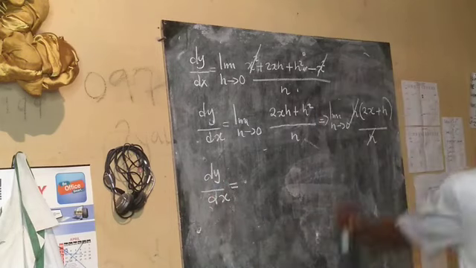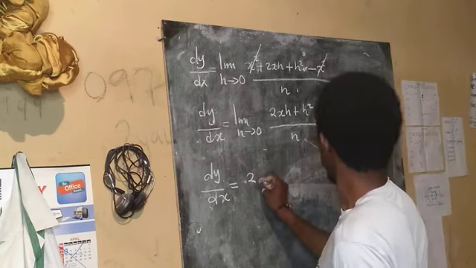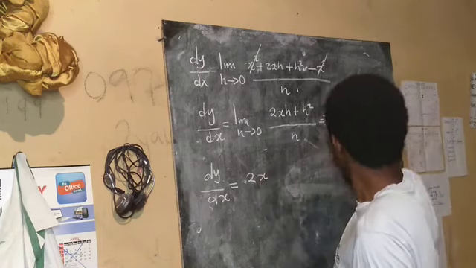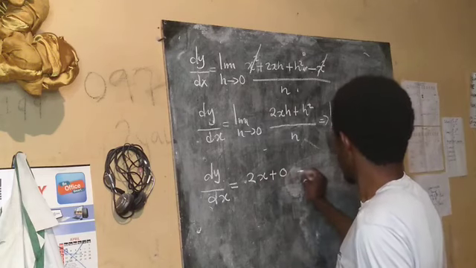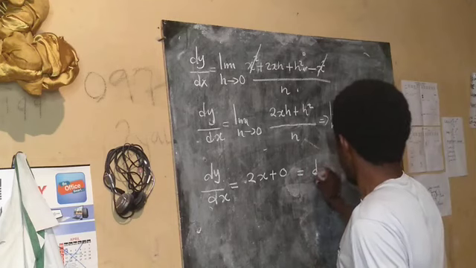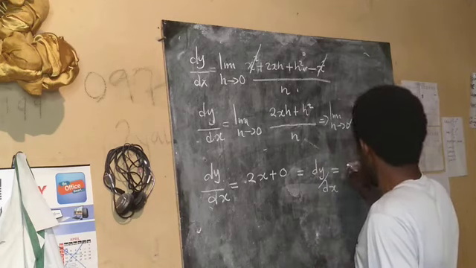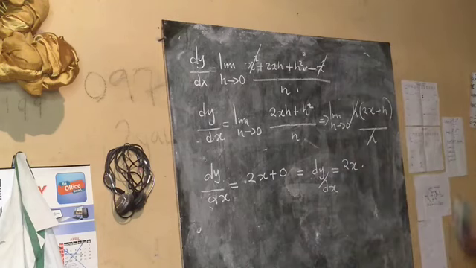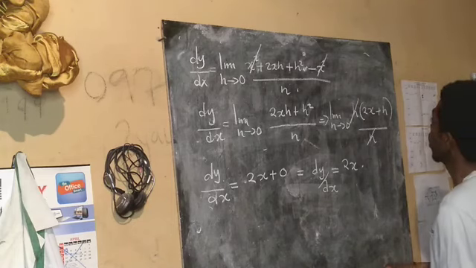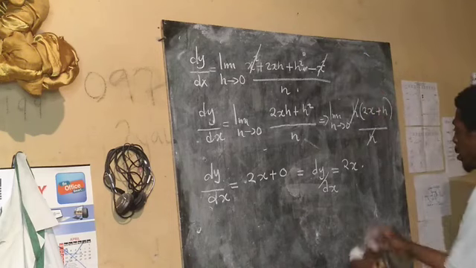Now we are saying h should approach 0. So we have 2x plus h, where h is like 0, which is just 2x. So dy over dx is equal to 2x. You can test this using the formula method. This is our final answer.